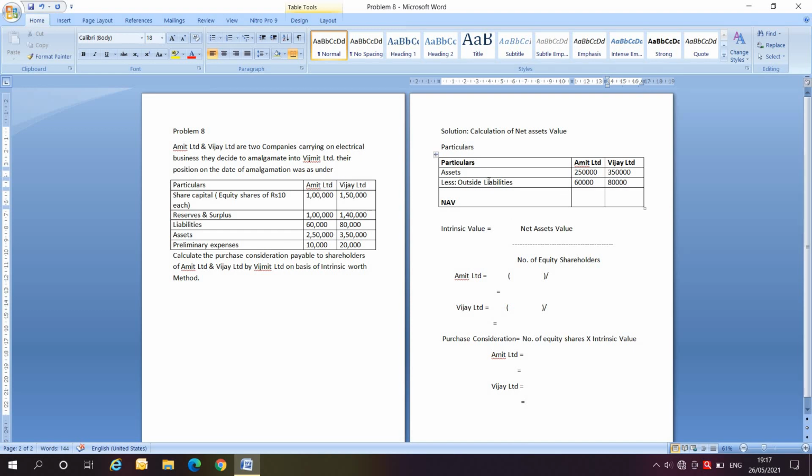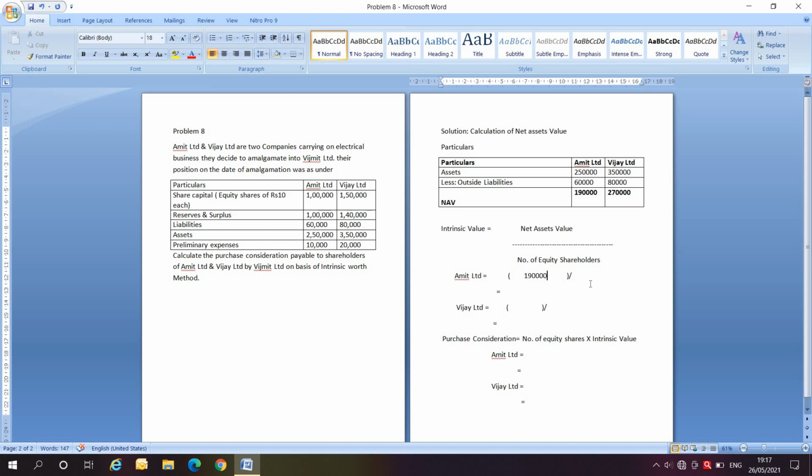Now from the assets we have to subtract the liabilities. From 2,50,000, if you subtract 60,000, you will get 1,90,000 for Amit Limited, and for Vijay Limited from 3,50,000, if you subtract 80,000, you will get 2,70,000. So we have got the value of net assets, also called net assets value. Now we are going to substitute this value in the formula. Net assets of Amit Limited is 1,90,000.